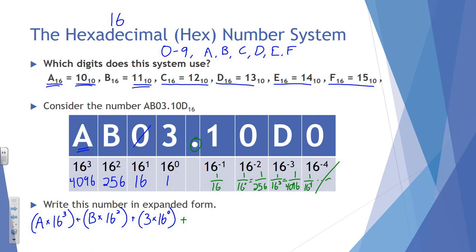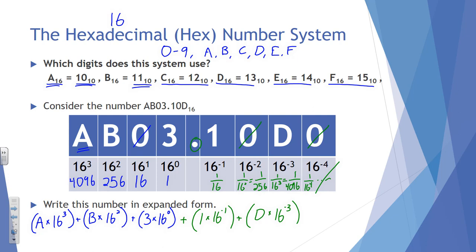So if we expand that out, we have 1 16 to the negative 1. We don't have any 16 to the negative 2. We have D, which really is 13, 16 to the negative thirds, and we have no 16 to the negative fourth, thank goodness. And we've got the number expanded.